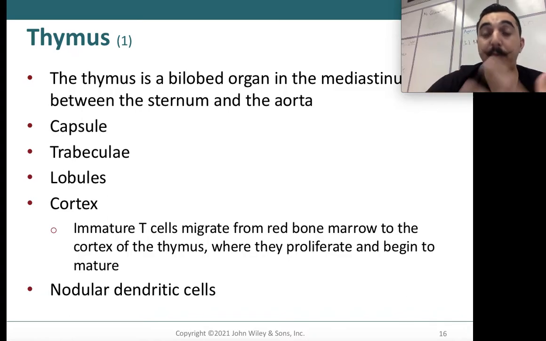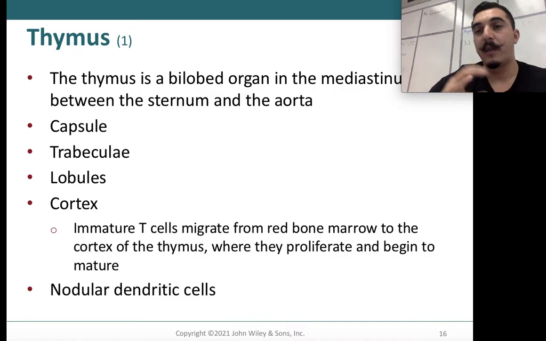They will proliferate, so they will evolve or develop and begin to mature into those cells that we need for immune response. Okay, so it's kind of like the production sites. Those are the primary lymphoid organs, the production sites.